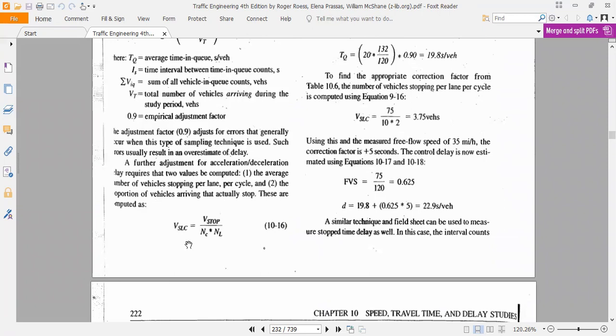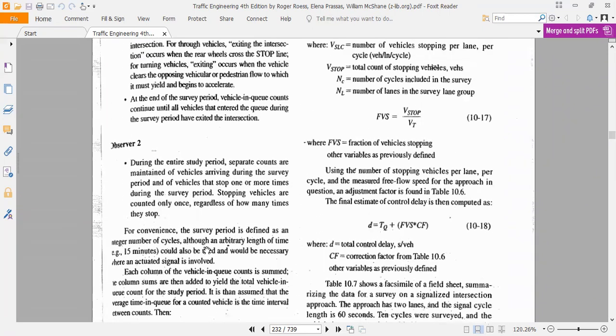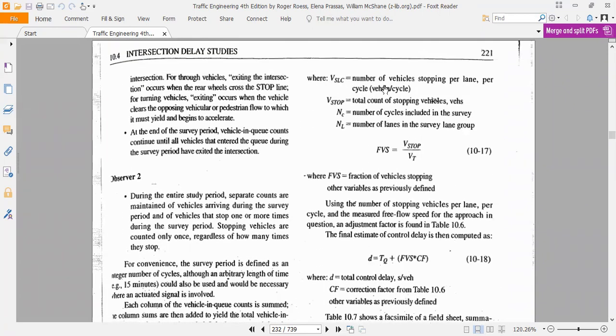The second thing is the VSLC, and it is defined here. That is the number of vehicles stopping per lane per cycle, that is, how many vehicles are stopping in one lane per cycle. V stop is the total count of stopping vehicles.